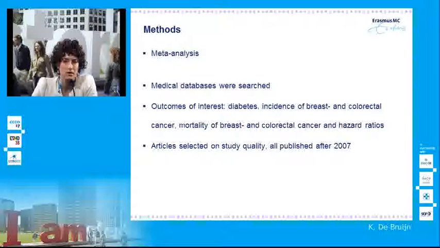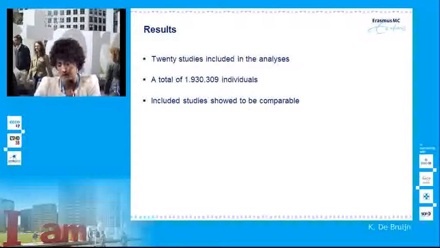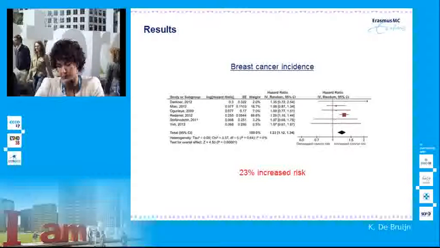We selected the articles on study quality, and we wanted them to be published after 2007, so we were sure we had the most recent articles, which were of the highest quality. The results: finally, we included 20 studies in our analysis, comprising almost a total of 2 million patients. In a meta-analysis, you always check whether your included studies are comparable, because otherwise it's no use putting them together. Our studies were comparable, so that was a good thing.